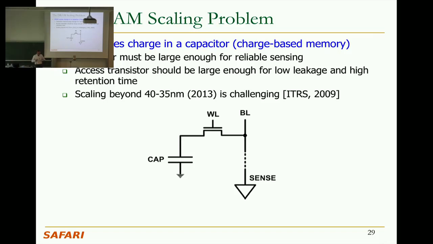So DRAM manufacturers pushed this hard, and they've gone into a much higher capacity, much higher density chip. But this has actually come at a cost. And the cost is reliability.